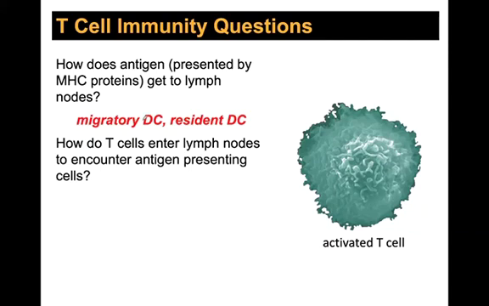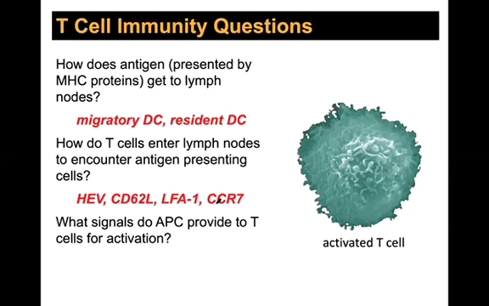And then I think you should understand how do T cells enter lymph nodes so that they can encounter those antigen presenting cells. And so you should know the role of the high endothelial venules. What does CD62L or L-selectin do? And what is the role of CCR7 in activating LFA1 for those cells to get into the lymph node by the high endothelial venules?